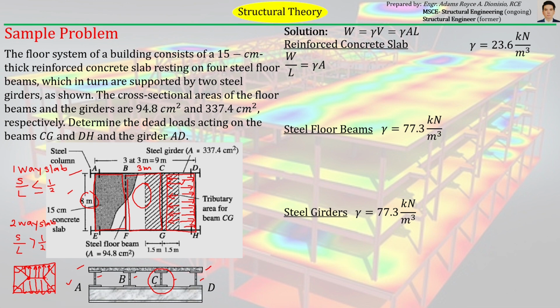Dito naman sa kabila, yung mga loads acting on this triangle will be transferred to this side of the slab. Yung beam na nagsusupport dito sa side ng slab na to. And ganun din sa kabila. So, ganyan yung load path kapag two-way slab.